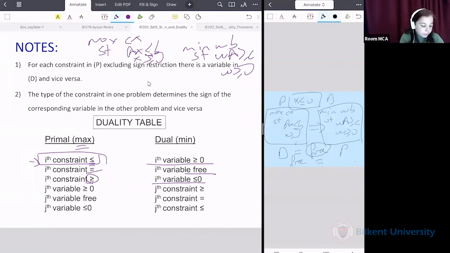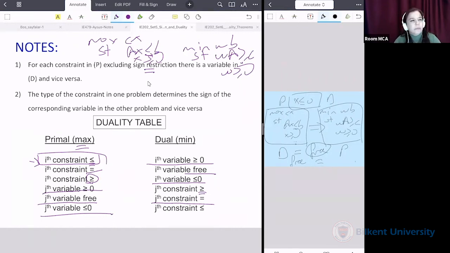If my variable in the primal is in the correct form, I want greater than or equal to, the constraint will be in the correct form. I want greater than or equal to. If my variable is free, the corresponding constraint is equality. If my variable is less than or equal to, the corresponding constraint should be reverse, and reverse for minimization is less than or equal to.